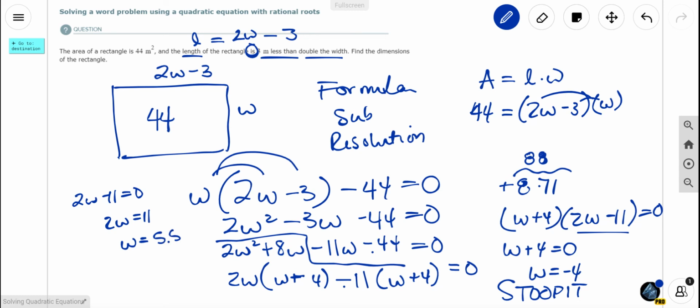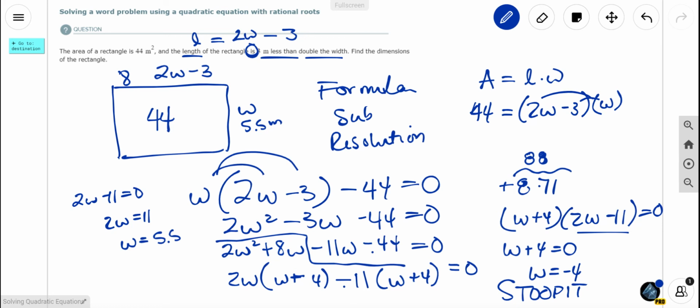Now, why did I go to decimals? Because it's a word problem. You are allowed to go to decimals if it's a word problem. So width is 5.5 meters. And then this one, you have to plug it back in. So 2 times W is 11. 11 minus 3 is 8. No, this is supposed to be 11.